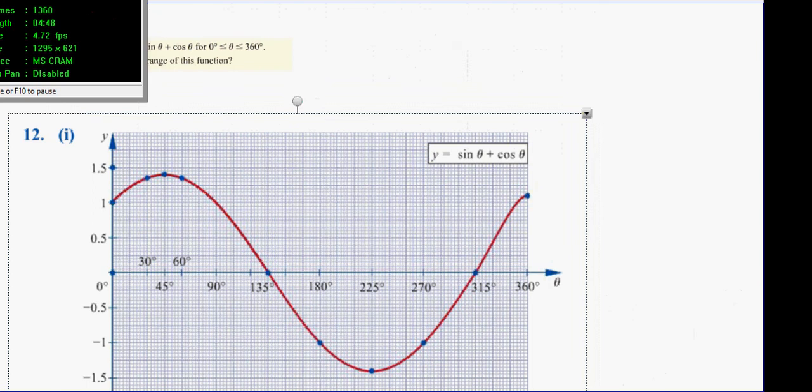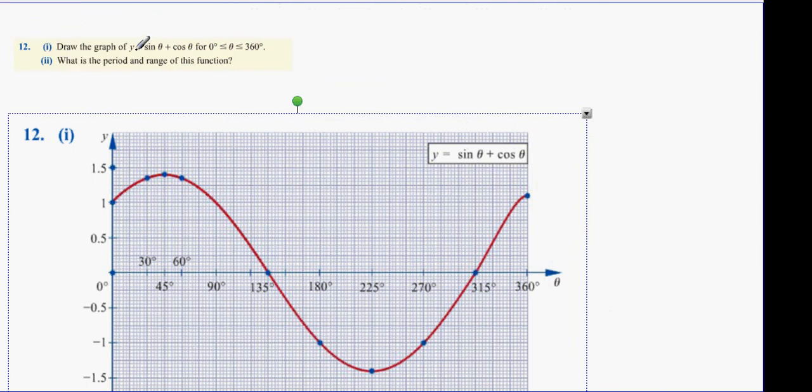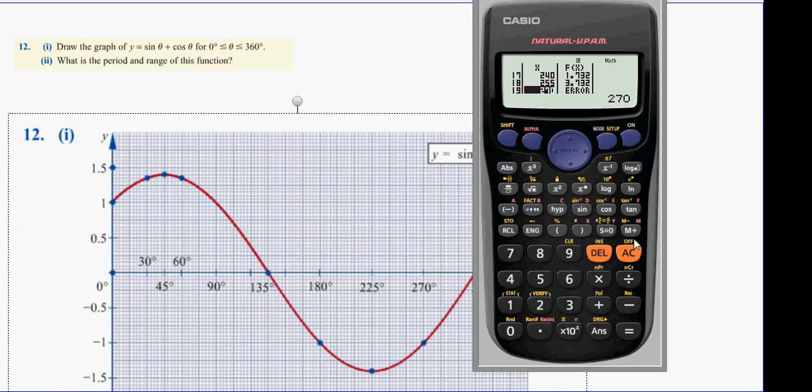Okay guys, with number 12, what we're going to do is draw the graph y equals sin theta plus cos theta for 0 to 360. You go to your calculator and put in sin x plus cos x, and you're going to go from 0 to 360, and we'll go up in blocks of 15.